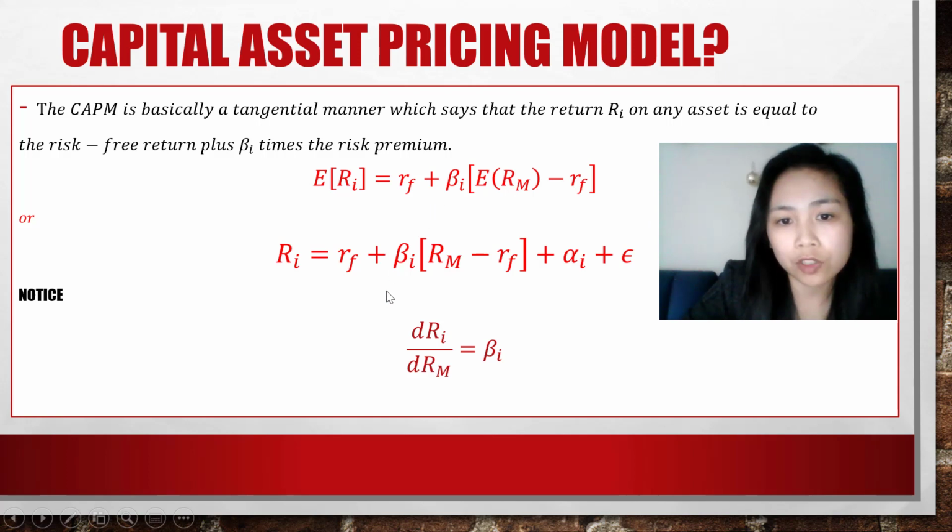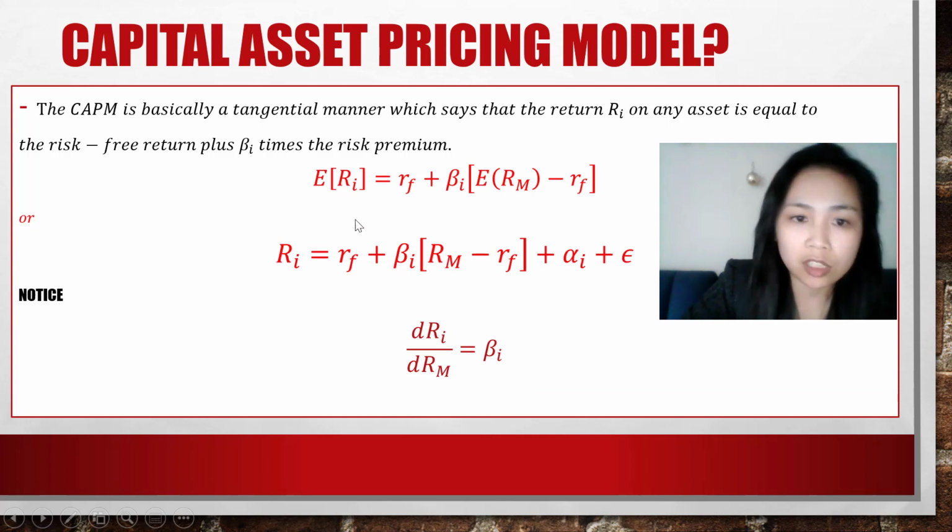And here, if we differentiate both sides with respect to RM, the return of the market portfolio, we get beta I. Because RF is a constant, when you differentiate with respect to RM, this is 0. And beta I is a coefficient of RM, so we get beta I. And alpha I and epsilon will disappear. So we get dRI over dRM is beta I. And this is the slope of this line. So we see that the beta of this investment is the slope of the line.